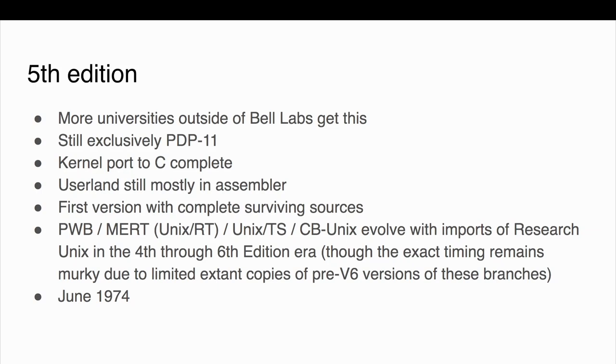It was still PDP-11 only, but the kernel was rewritten in C by this time. The user land was mostly assembler, and I can say all of these things because we have a surviving system that I can go look at, the sources and assembler that the TUHS group archived. And the different groups inside of Bell Labs pulled from this as well.